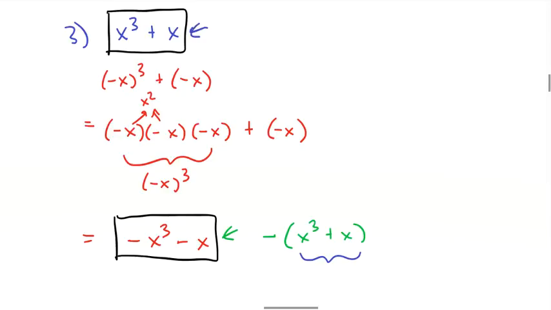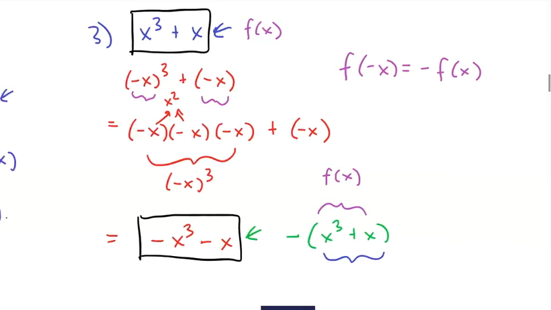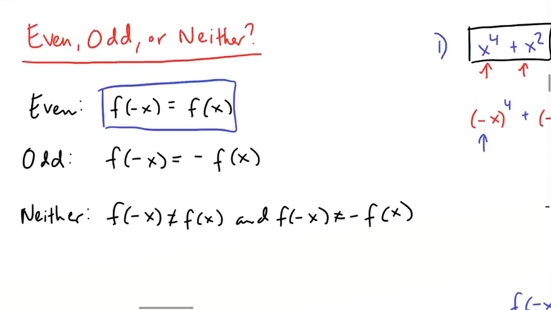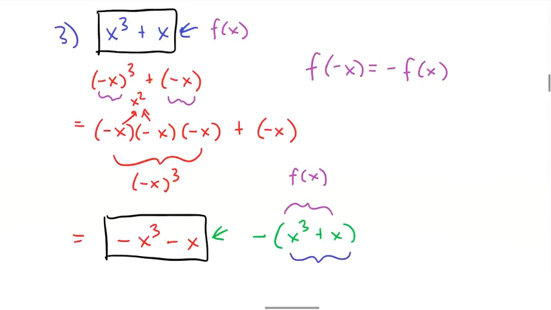So if we replace this with f of x, and this is also f of x, then we've just shown that f of negative x equals negative f of x, because when we plugged a negative x into our function, like how we did here, we ended up with the negative version of the whole function. So if we go back to our rules, this is the property of an odd function. That's this property right here. So we've just shown that the function x cubed plus x is odd.